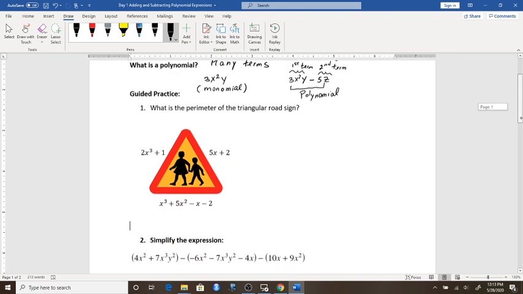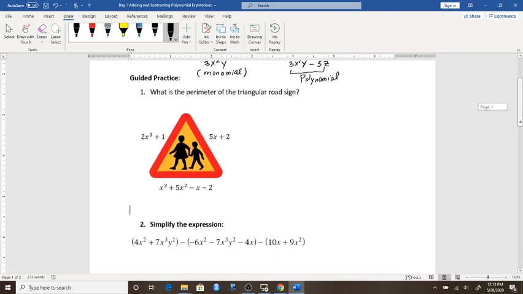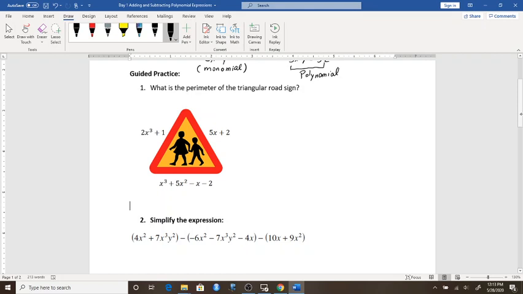Okay, so let's start with this guided practice. Here we have a road sign that has a triangular shape, and we want to find the perimeter, okay? Recall from geometry that to find the perimeter of a triangle or any other shape, you always need to add the sides of this shape. In this case, we only have 3 sides. So the perimeter is the sum of this side, 5x plus 2, this side, and then this other side, which is 2x cubed plus 1. So let's add them up.